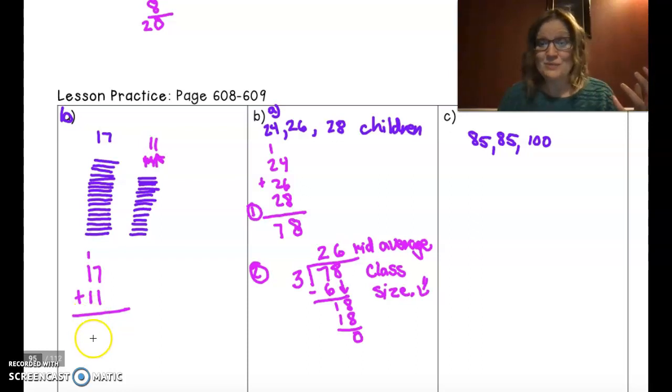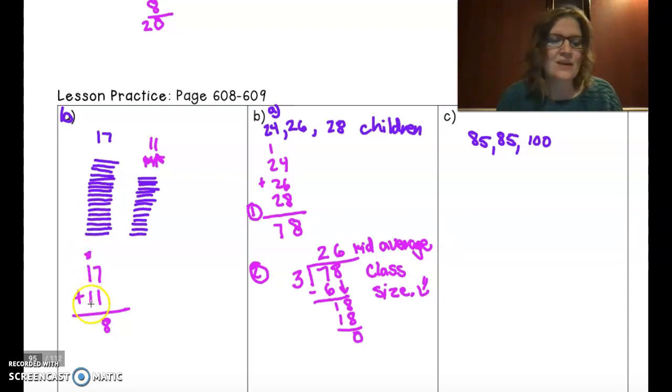So we add the two groups. Only make sure that you know that you have the right numbers. This is how we avoid making big messes. 7 plus 1 is 8. We're not using this. We're not paying attention to that. And we just add 1, and 1 is 28.